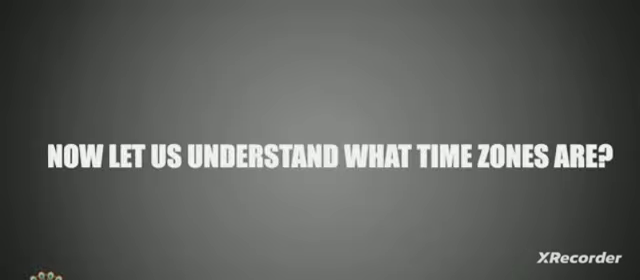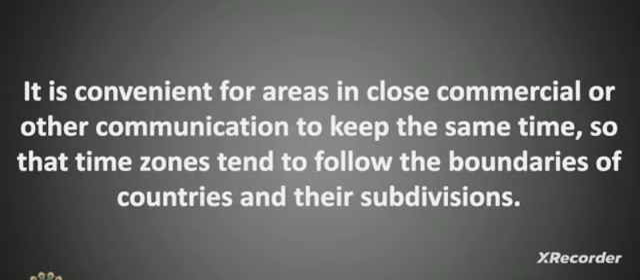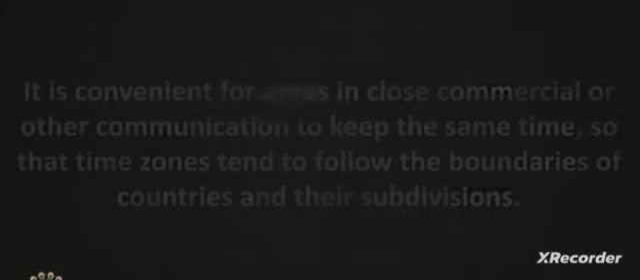Now let us understand what time zones are. Time zones are geographical globe divisions of 15 degrees each, starting at Greenwich in England, created to help people know what time it is now in another part of the world. It is convenient for areas in close commercial or other communication to keep the same time, so time zones tend to follow the boundaries of countries and their subdivisions.